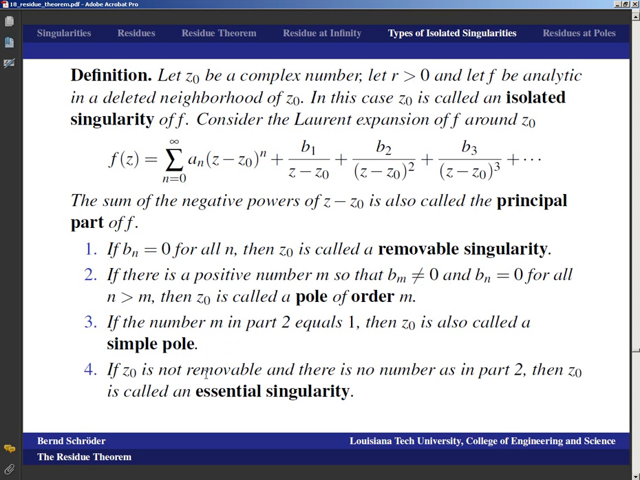And if z0 is not removable and there is no number m as in part 2, which means we've got infinitely many b sub m's that are not equal to 0, then z0 is called an essential singularity. And those things are rather nasty, and for the most part we'll stay away from them, even though the residue theorem, of course, still applies to them.